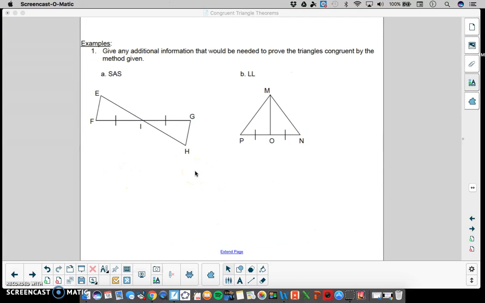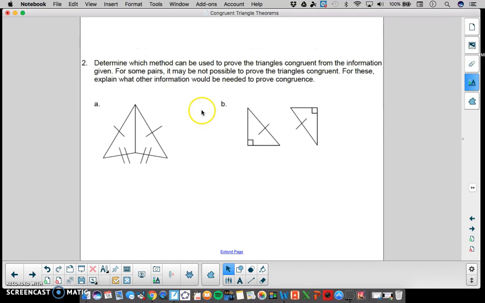Now for some examples. Give any additional information that would be needed to prove the triangles congruent by the method given. If we want to prove these two triangles are congruent using side, angle, side, we'll have to show that two pairs of sides are congruent and the included angle would be congruent to one another. In part B, you're proving leg-leg. So we would need to know that those triangles are right triangles and that the sets of legs were congruent.